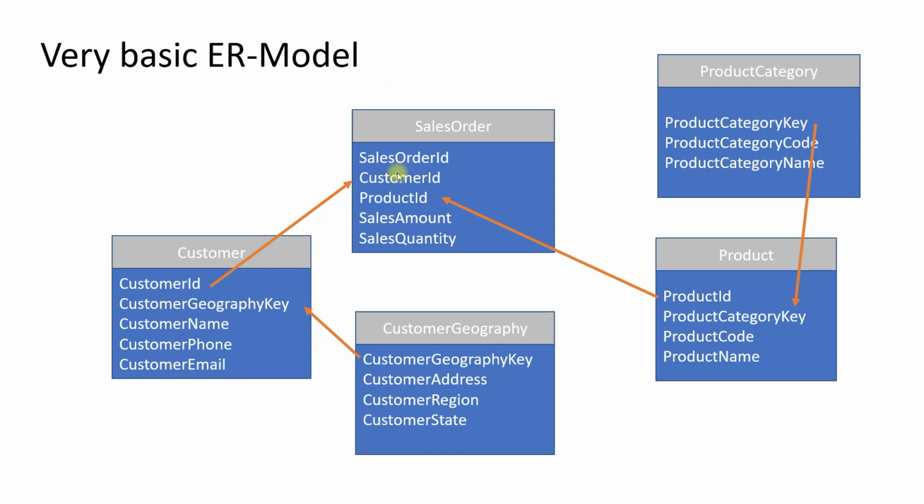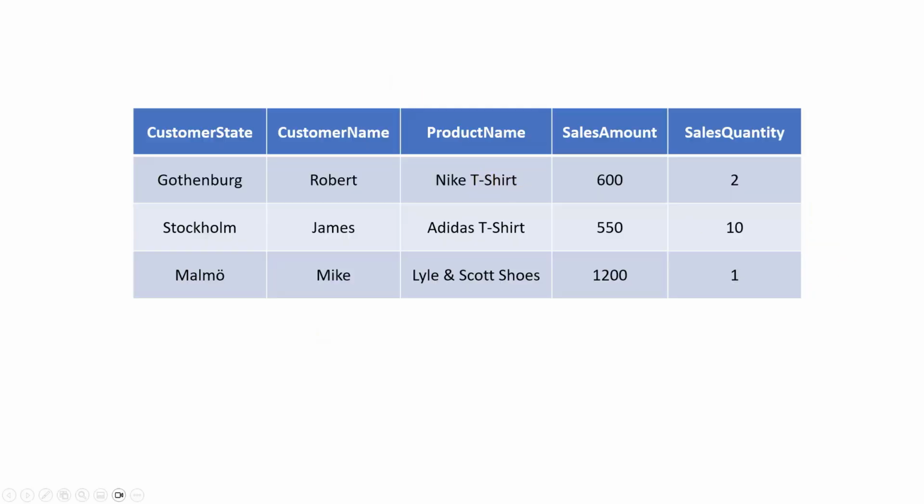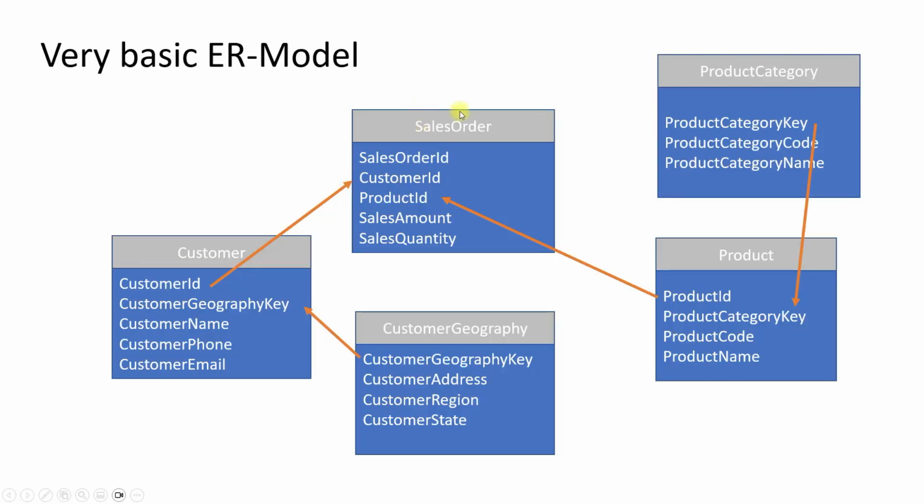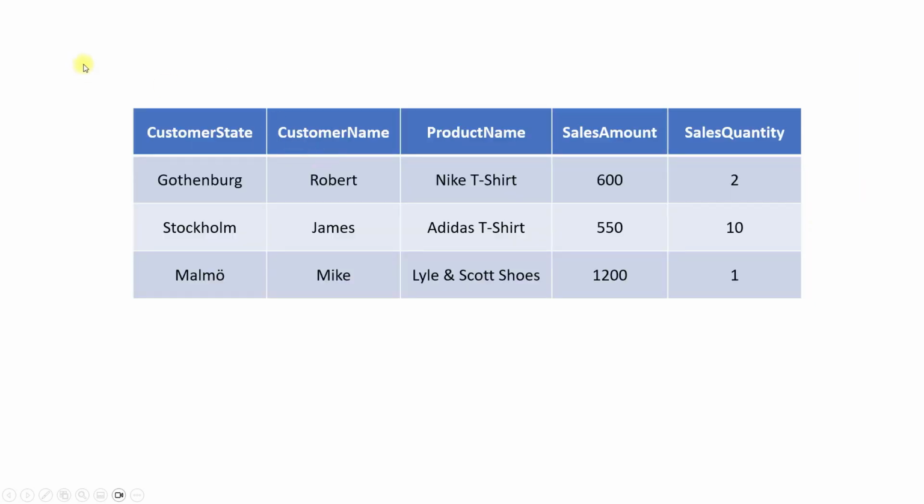So in this example, we can see that these two fields are stored in the sales amount table. This field here is from the product table, and this is from the customer table and this is from the customer geography table. So here we would need this table over here, and these two tables. So we would need a total of 4 tables to be able to display this information in a query.